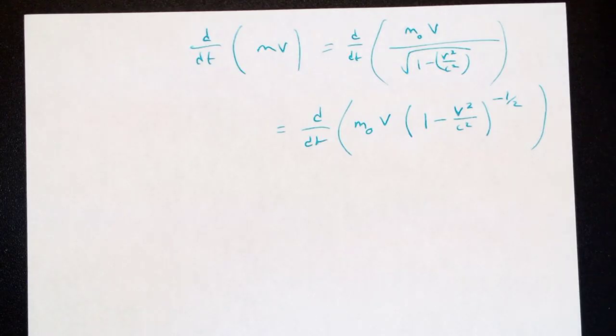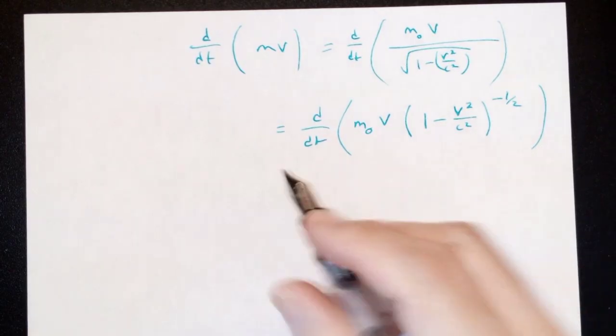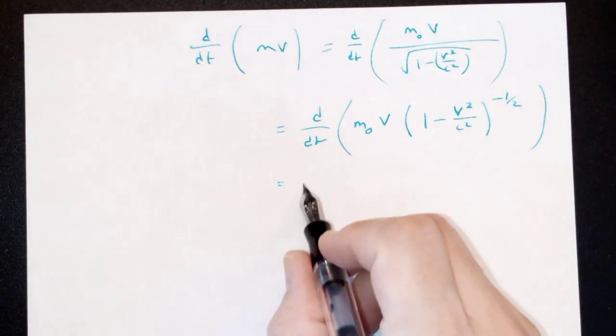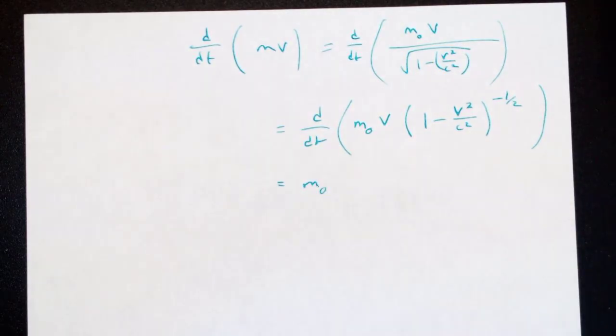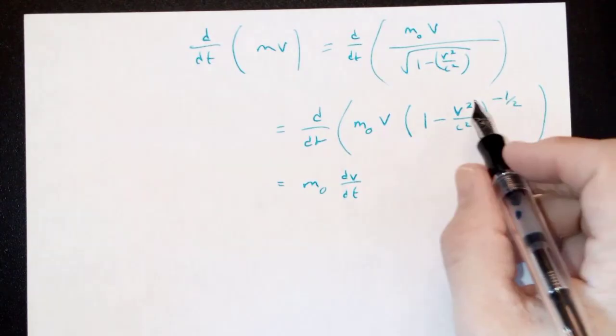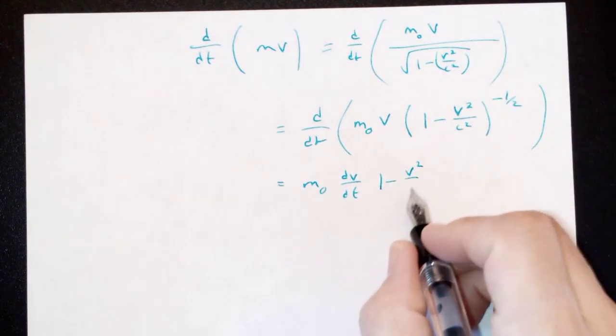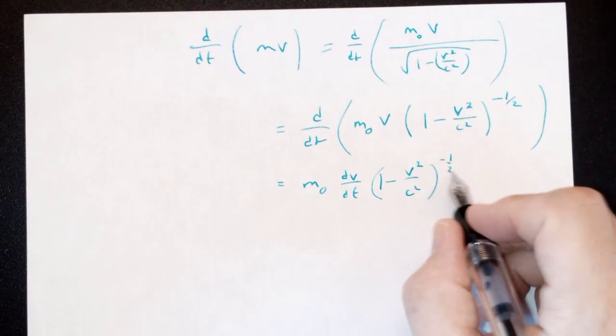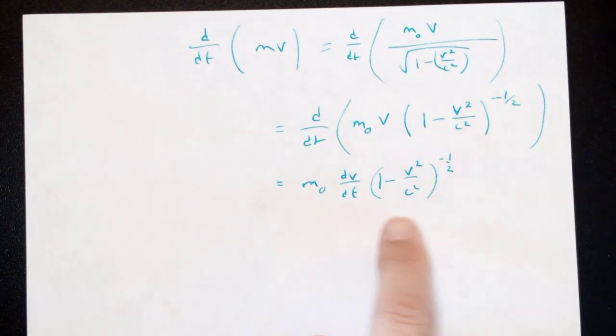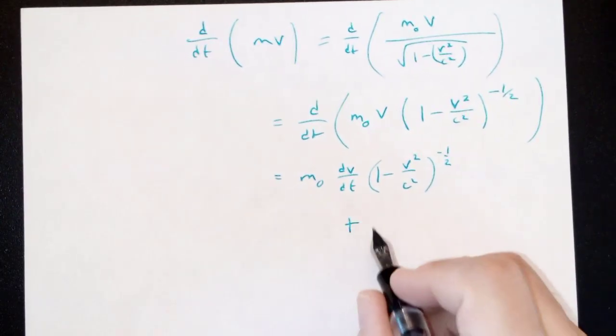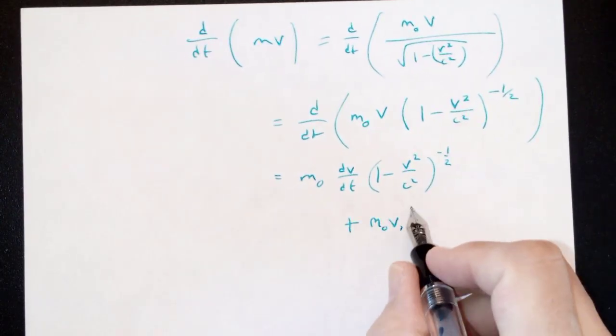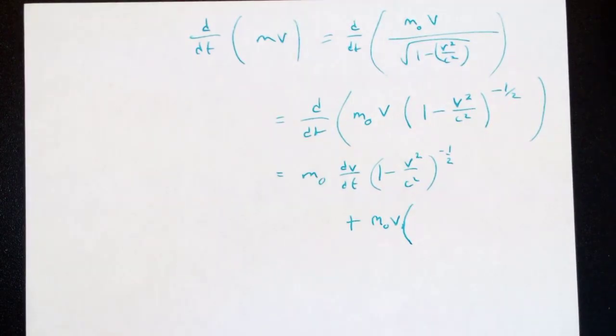M naught is a constant. C is a constant. The only part that is not a constant is v. That's the thing I want to change. So this is a constant. It's going to stay there. The derivative of v, no idea. dv dt. Leave this part alone. Derivative of the first times the second. Plus, leave the first alone. Now we're going to get rid of the second.